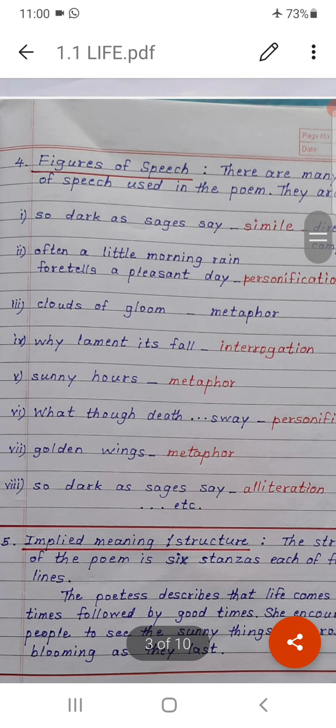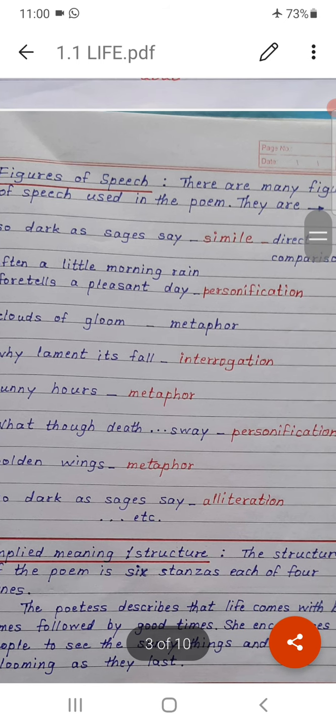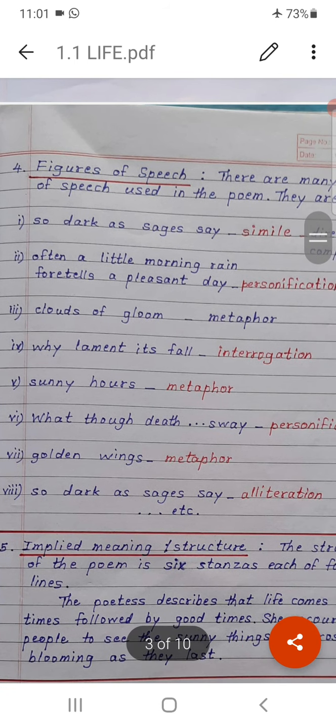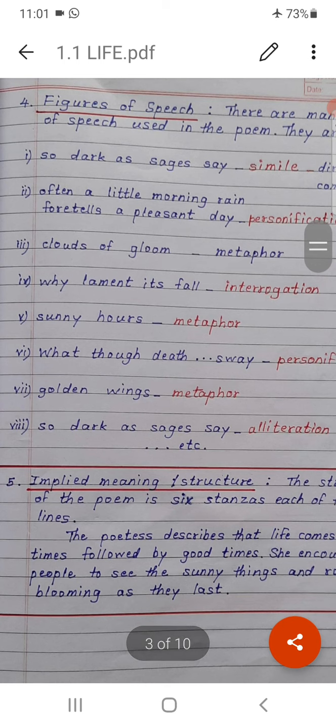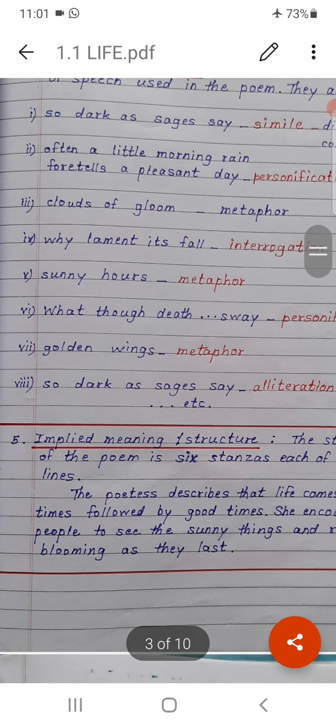First, "so dark as sages say", here simile figure of speech is used where direct comparison is made. Second is "often a little morning rain foretells a pleasant day". Here personification, an inanimate thing is given a human quality. Next is "clouds of gloom", metaphor, figure of speech where hidden comparison. Then "while lament is fall", there is a question mark, and hence it is a rhetorical question, interrogation. Next is "sunny as", again hidden comparison, metaphor.